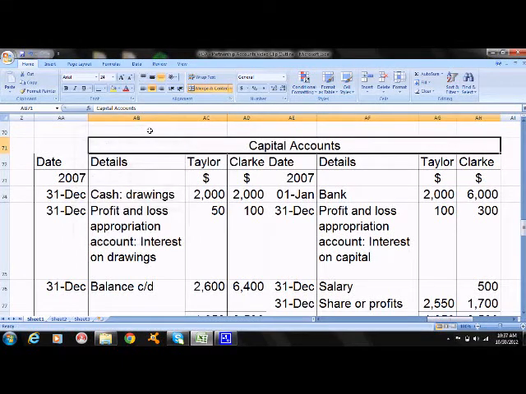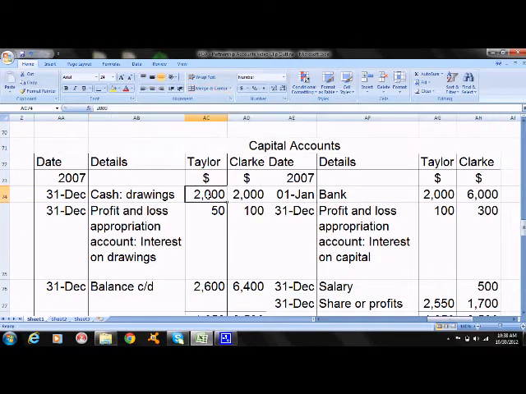Friends, examiners often ask for partnership capital accounts to be displayed in this manner. So please look carefully, focus on whatever we are doing at this time. Do not pay attention to anything else. If anything else is distracting you, forget about it, focus on this. So when you go to exam, this is the format that you will use.